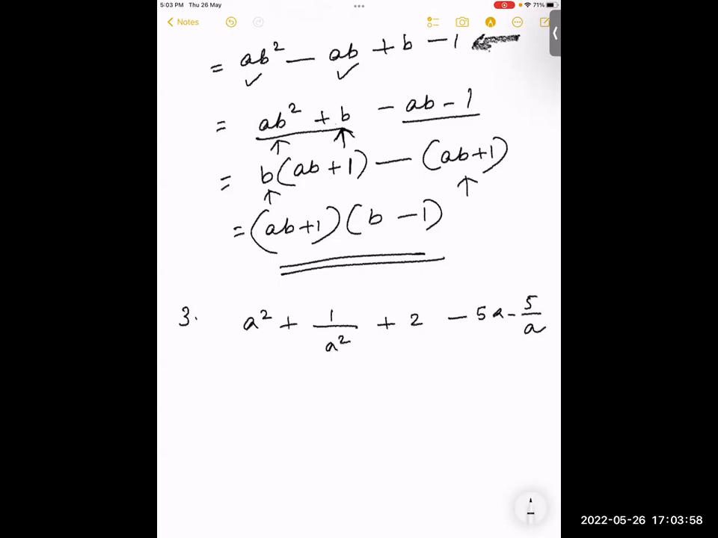Gia wants to do, right? You want to do it and then tell. Okay, try, all of you try. So I'll give you a clue. A square plus 1 by a square plus 2 is (a plus 1 by a) the whole square. Now take the common factor out from the second term. So you all do. Those who have completed will help me to finish it.